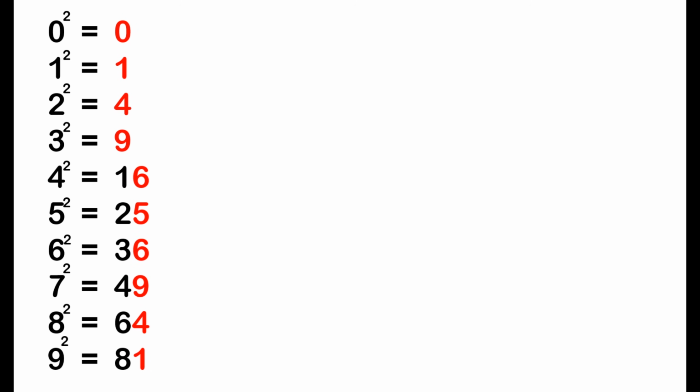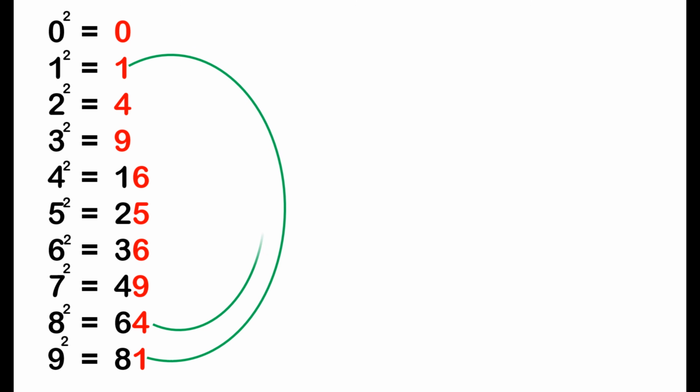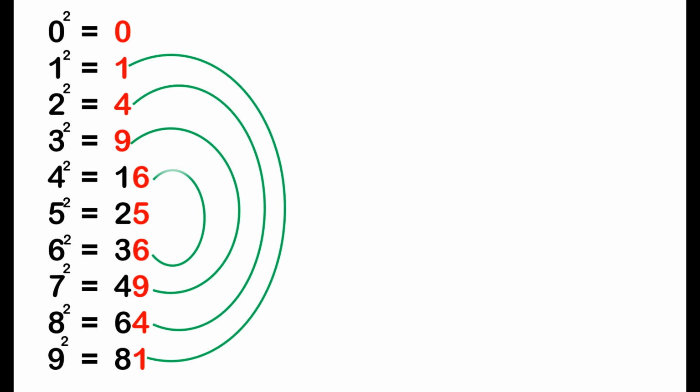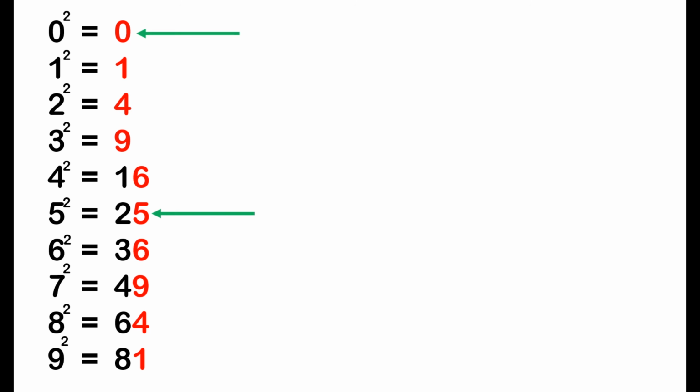And when you look at those values, you will notice that some of the squares end up in the same last digit, like 1 square and 9 square end up in 1, 2 and 8 square end up in 4, 3 and 7 square end up in 9, 4 and 6 square end up in 6. Last digit of 0 and 5 square do not match with other numbers.